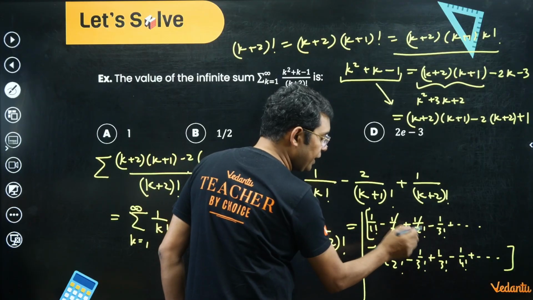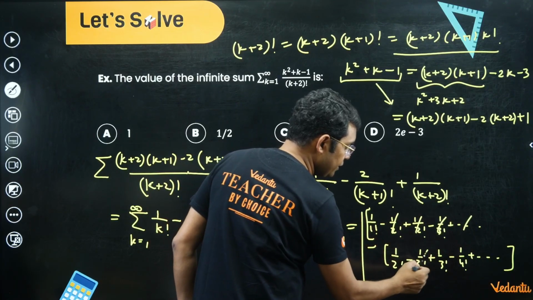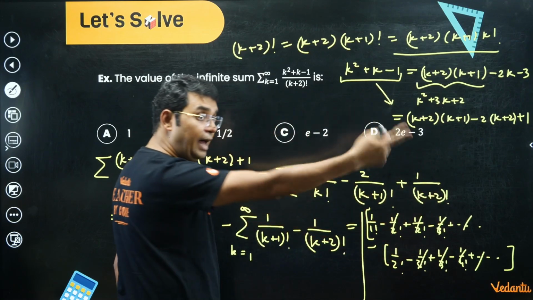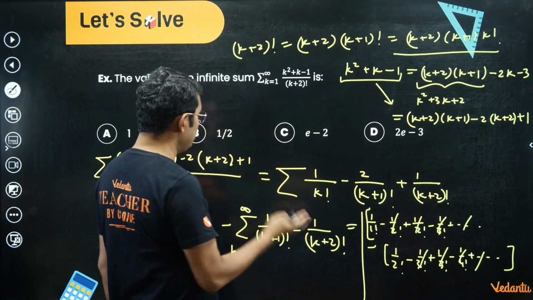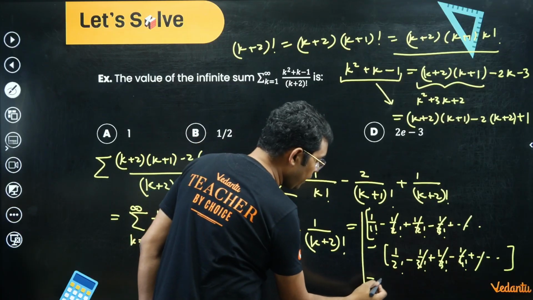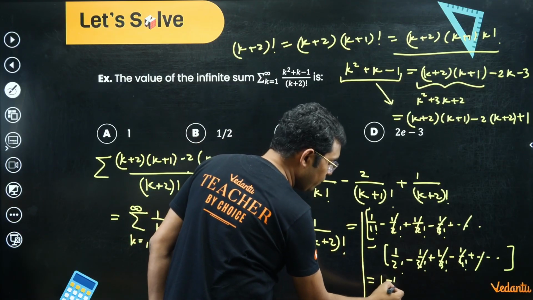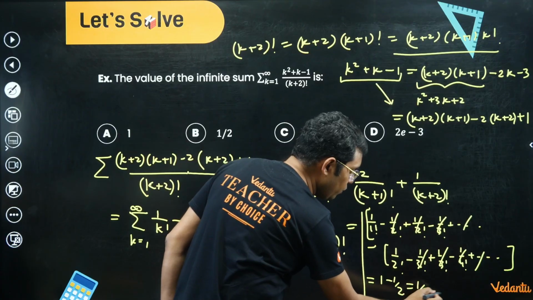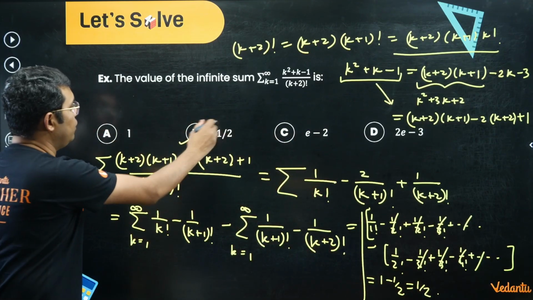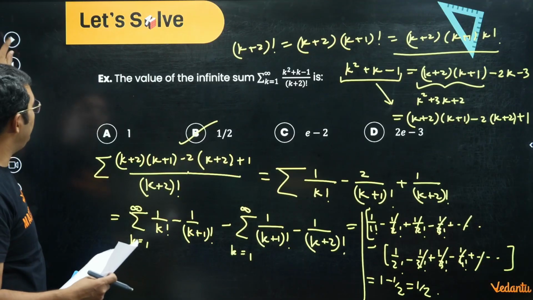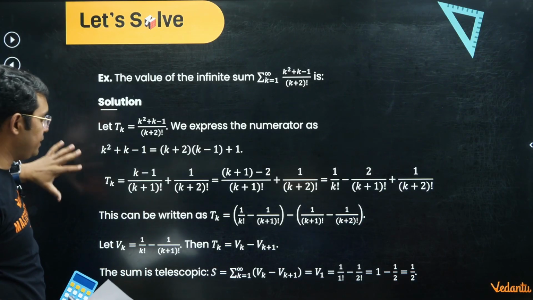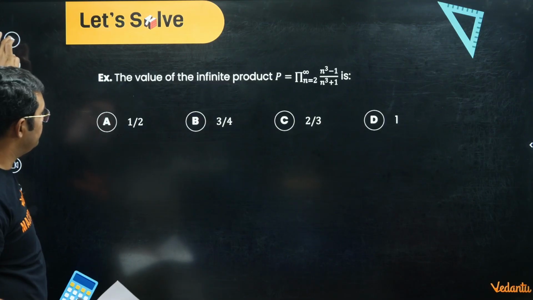I think this will cancel, this will cancel, this will cancel, this will cancel, and the last term will be just 0 because we are going till infinite. So we are left with 1 here and 1 by 2 here. That will give you 1 by 2 as the answer of this question. Okay, so B is the answer of this question. I think same method is done here also.